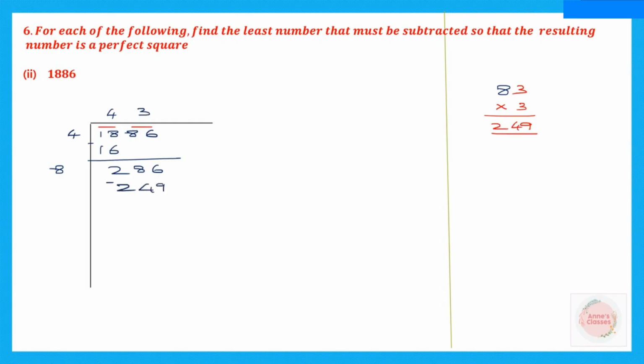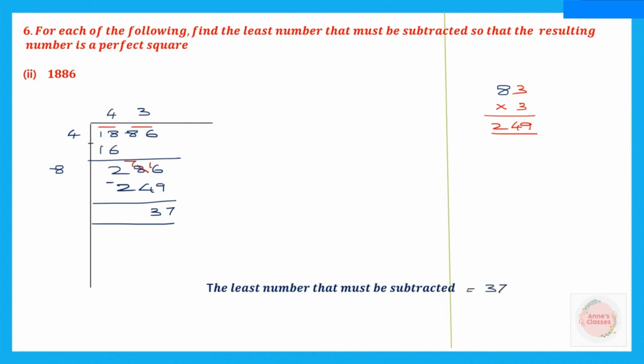249. Now let's subtract. So when we subtract here, we need to borrow. So this is 7 and 16. 16 minus 9 is 7, and 7 minus 4 is 3. So this is the remainder, and the remainder is the least number. Okay, so keep that in mind. The remainder that you get is the least number that must be subtracted. So what is our answer? The least number that must be subtracted is 37.